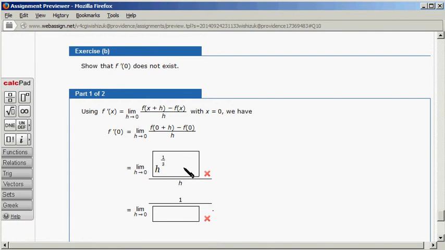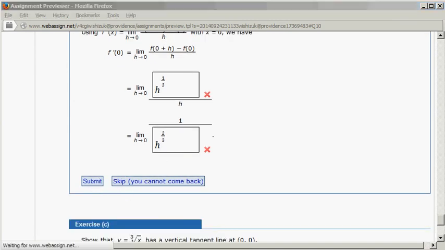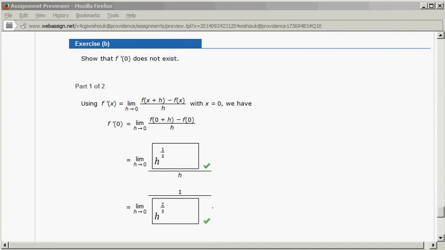Then if you simplify, you have h to the 1 on the bottom and h to the 1/3 power on top, so we can subtract 1/3 from 1. So you have h to the 2/3 power. We have that, and we have to submit. Let's submit. It came back and looks like we got these correctly.